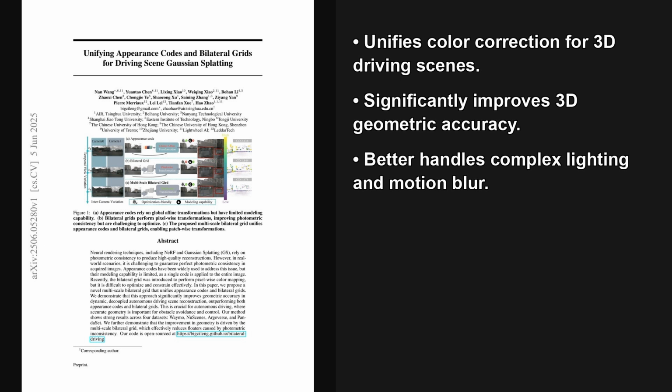So to sum things up, the key takeaway here is how this paper unifies appearance codes with a multi-scale bilateral grid. This novel combination is what allows the model to handle those really tricky visual effects we saw, like bright highlights and motion blur, far better than previous methods. This work is a significant step forward for creating photorealistic driving simulations, which are crucial for training and testing self-driving systems safely.